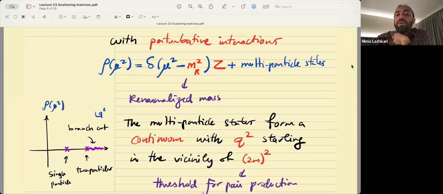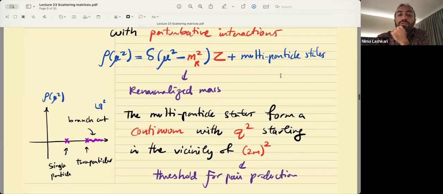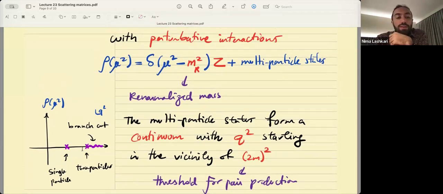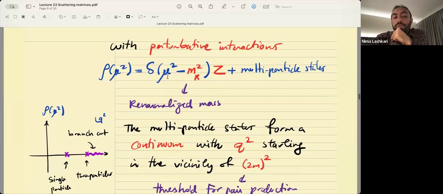And then there could be multiple particle states. The story is a lot more complicated. So for the single particle, when you include interactions, the mass of a single particle is shifted, but there's still a pole. The moment you get to two particles, there's a continuum of states. There's a continuum which corresponds to a branch cut for the complex function on the q squared plane.